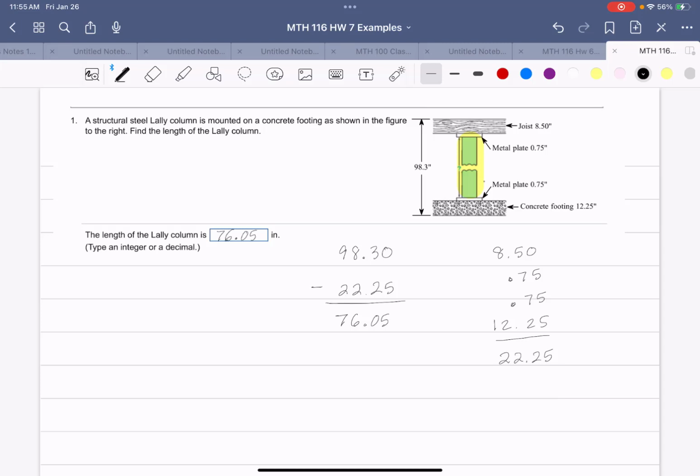So 76.05. Now, whenever you see something like this little break, that means that this part is not drawn to scale. It just means that column is actually a lot taller than it looks in the picture. So they'll break that apart so that you're not deceived in thinking that it's shorter than it really is.